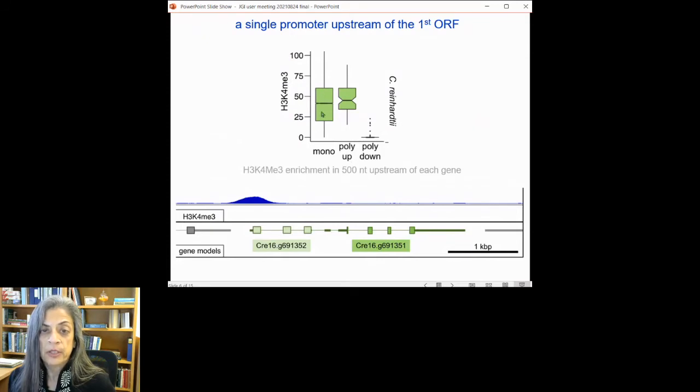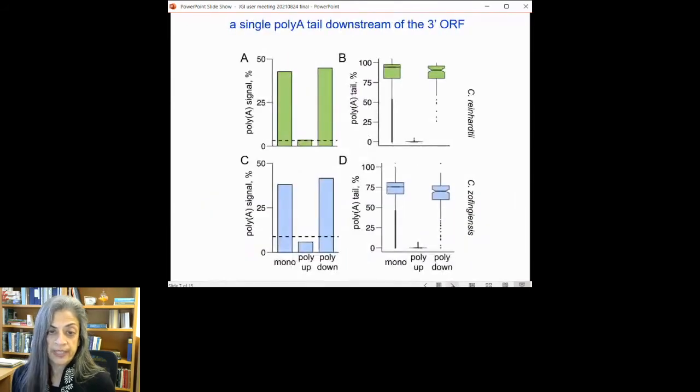If we look at monocistronic messages, we can identify these promoter marks upstream of the open reading frame. And then if we look at the polycistronic mRNAs, you notice that these promoter marks are found only on the upstream open reading frame and not on the downstream one. So consistent with polycistronic mRNA production. What about the other side of the transcript?